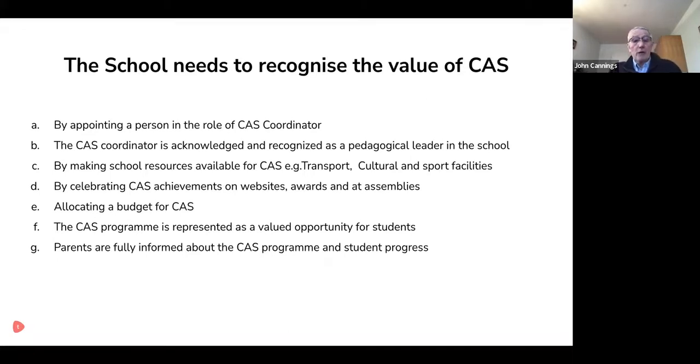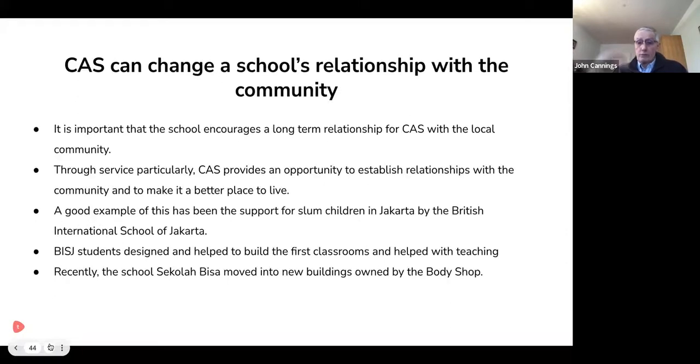The school itself needs to be able to make resources available for CAS. So, for example, transport in some contexts, and sporting and cultural facilities. It also needs to celebrate CAS achievements on websites, or at award ceremonies and in assemblies. It needs to allocate a budget for CAS. And very importantly, the CAS program needs to be represented as a valued opportunity for students. And not forgetting parents, they need to be informed about the CAS program and also about student progress, which should be available on Toddle.